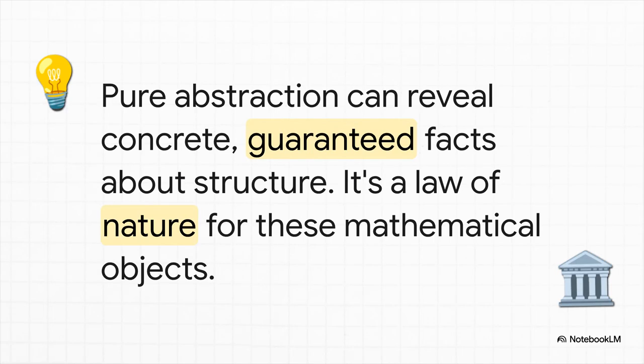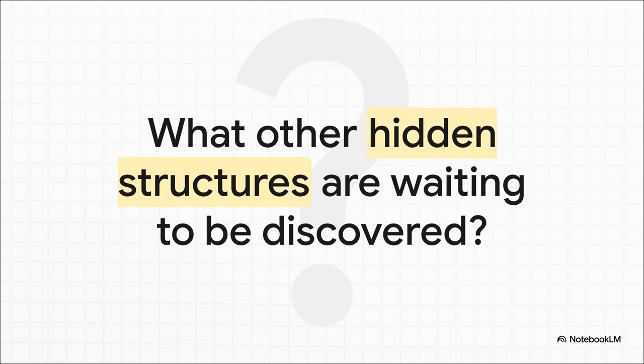It shows that from pure abstract logic, we can uncover concrete, guaranteed facts about structure. This isn't just a pattern we noticed. It's like a fundamental law of nature for these mathematical objects. We used pure logic to prove that a stable core must exist. So this whole journey, from a simple puzzle about a cube to a fundamental law of mathematical structure, it just shows you the incredible power of abstract thinking. And it leaves us with this final, really exciting question. What other hidden structures are out there, just waiting for us to find them?